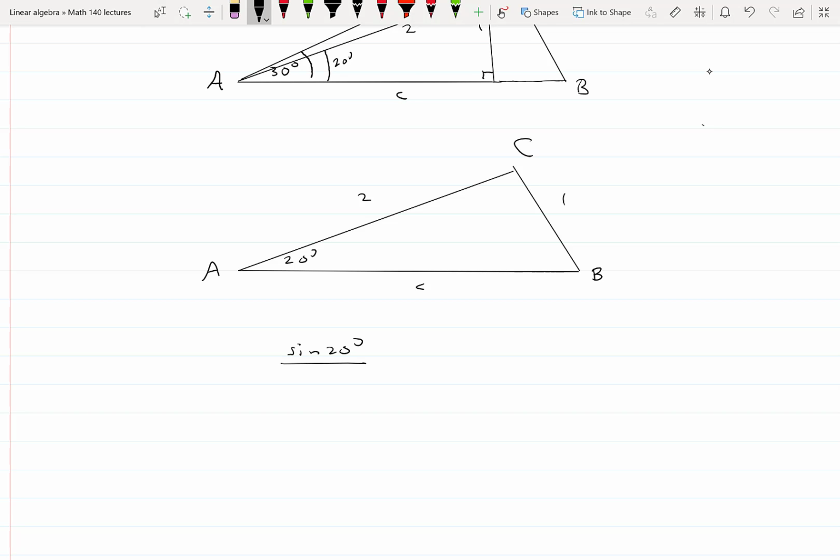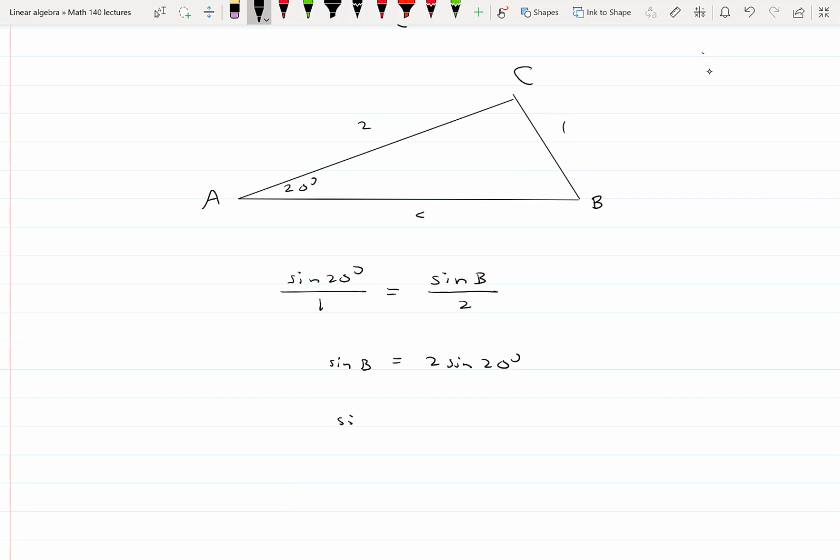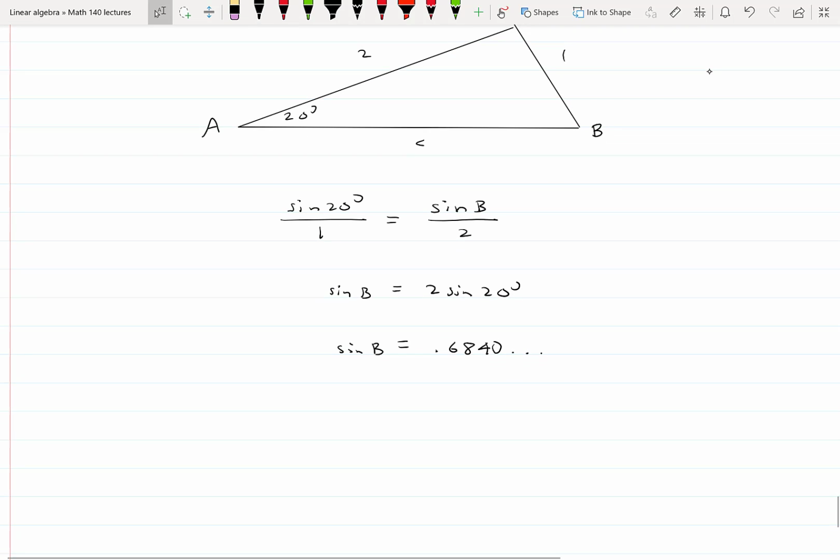Sine of 20 over 1 equals sine of B over 2. Cross multiply. 1 times sine of B is sine of B equals 2 times the sine of 20 degrees. If you multiply 2 times the sine of 20 degrees, I got 0.6840. It goes on and on. And this is perfectly possible. The sine is less than 1.